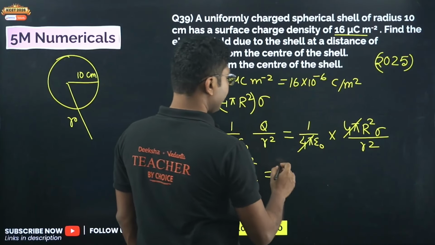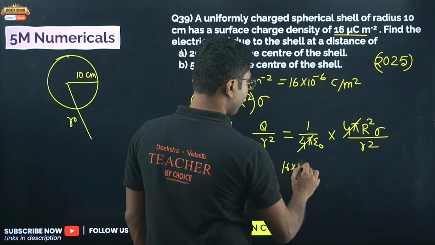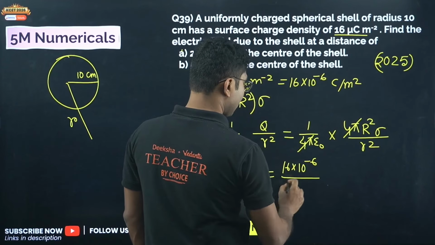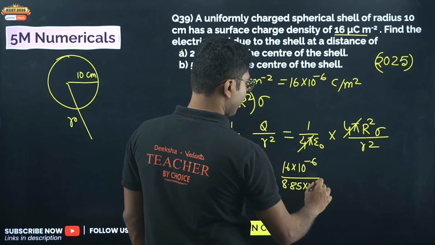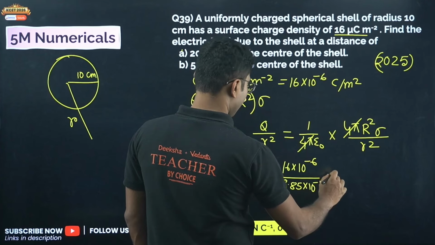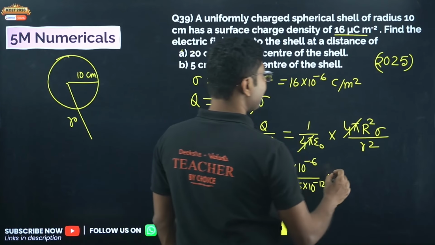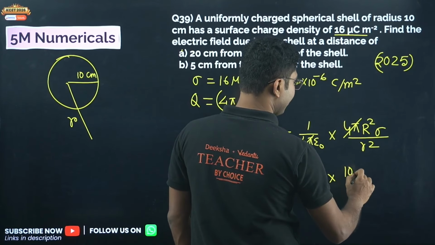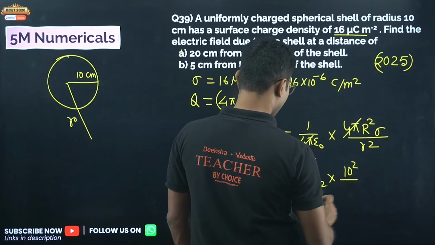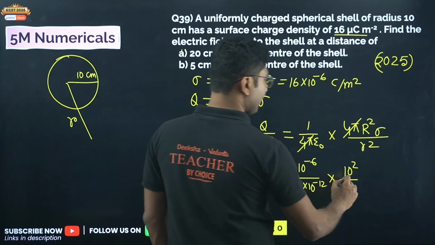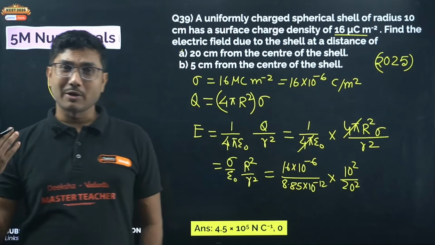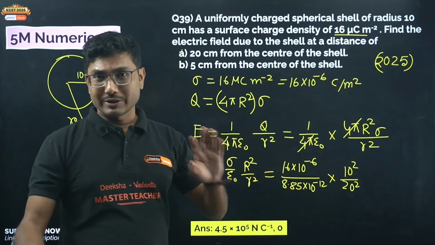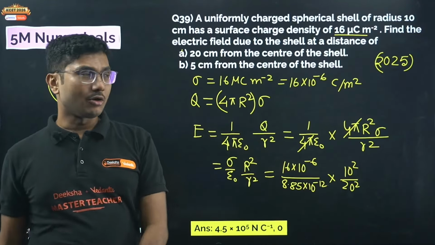So sigma value is 16 into 10 to the power of minus 6. Epsilon naught is 8.85 into 10 to the power of minus 12. R square is 10 centimeter square. Now here unit does not matter. 10 square divided by 20 square, because centimeter square, they will cancel each other. 10 to the power of minus 2 both cancel. That's why centimeter is not super important.